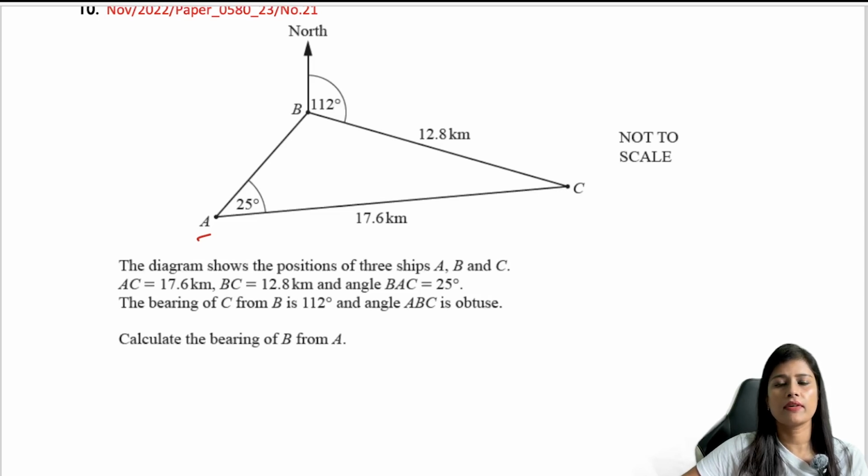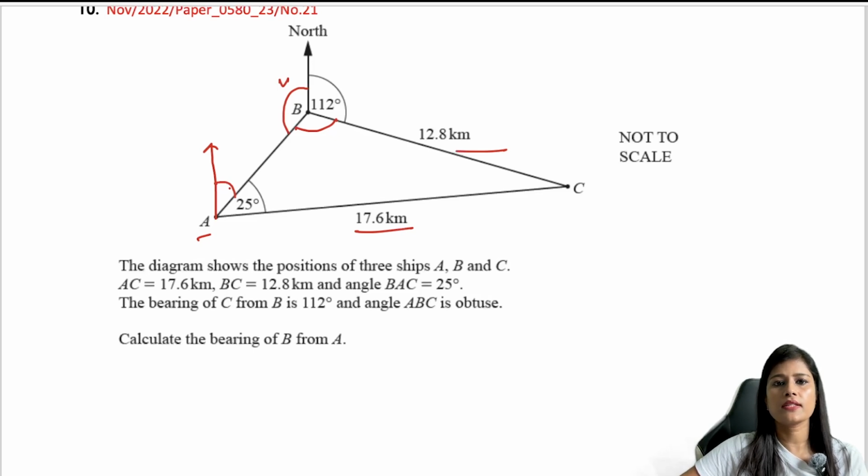AC is 17.6, BC is 12.8, and this angle is 25 given to us. The bearing of C from B is 112 and the angle ABC is obtuse, given to us. Calculate the bearing of B from A. So bearing of B from A means we need to calculate this angle here. This angle and this angle will add up to 180 degrees. So my task is to calculate this angle basically.